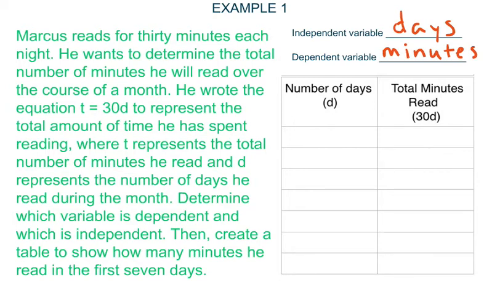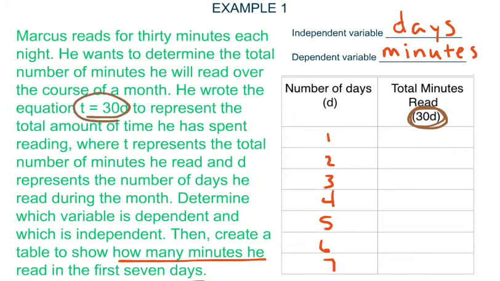Okay. Now, it says we want to know how many minutes he read in the first 7 days. All right, so that means I'm going to put in day 1, day 2, day 3, 4, 5, 6, and 7. First 7 days. All right. Now, total minutes read. This already gives me an equation. Remember, he had the equation here. The time was 30 minutes total read. Okay, so 30 minutes per day.